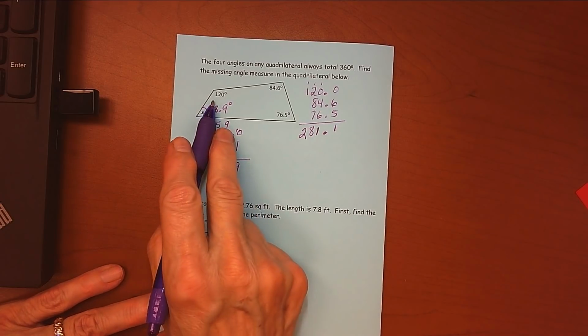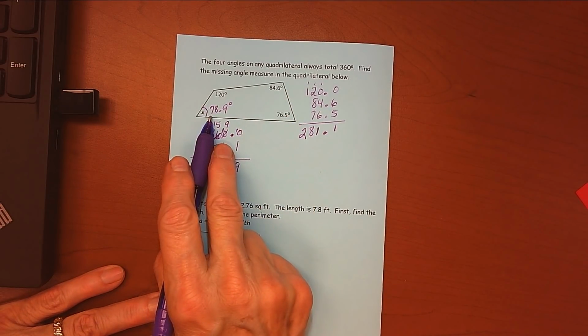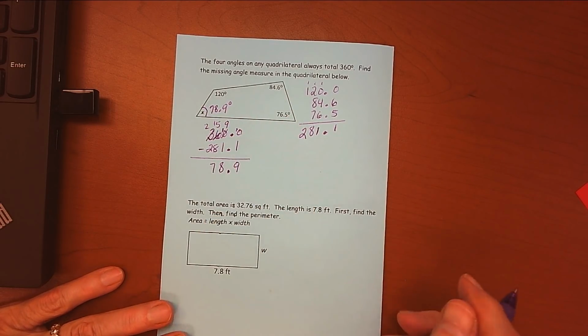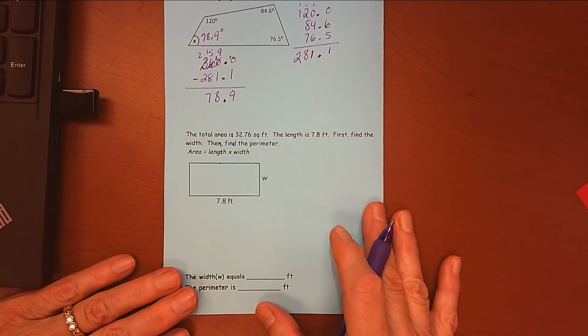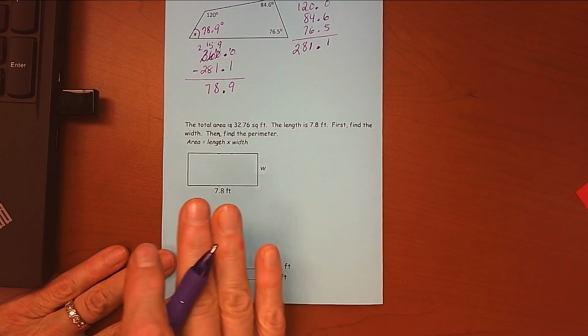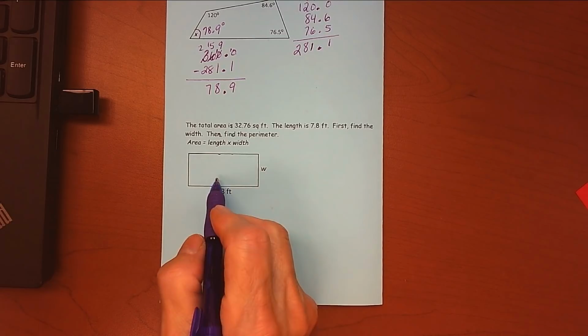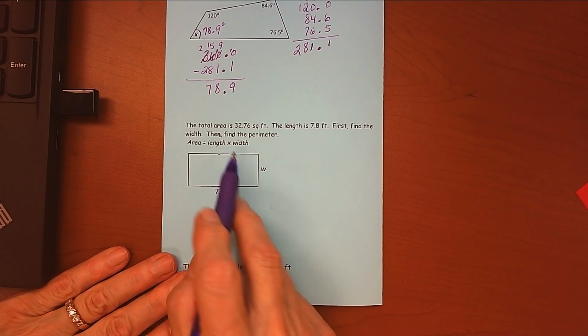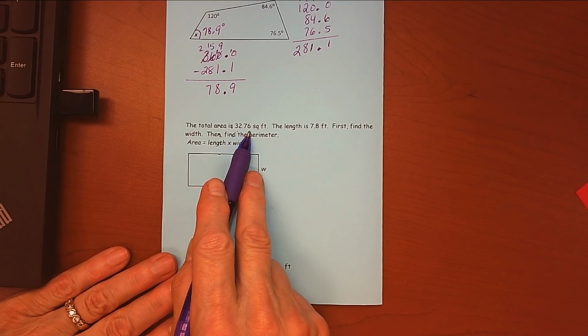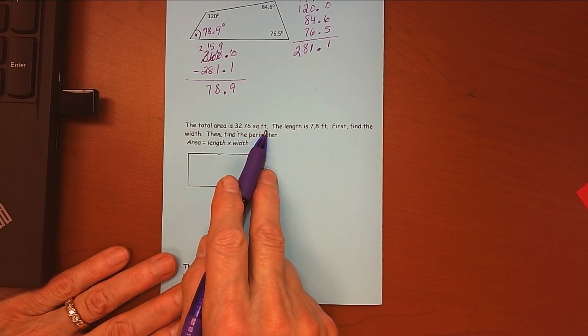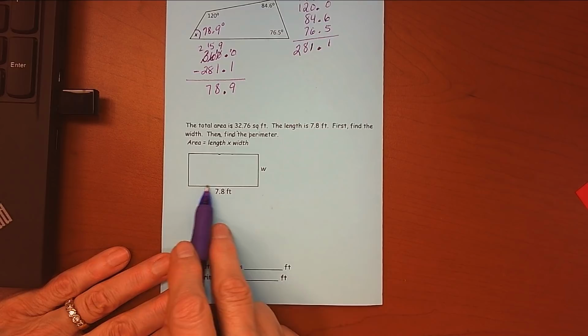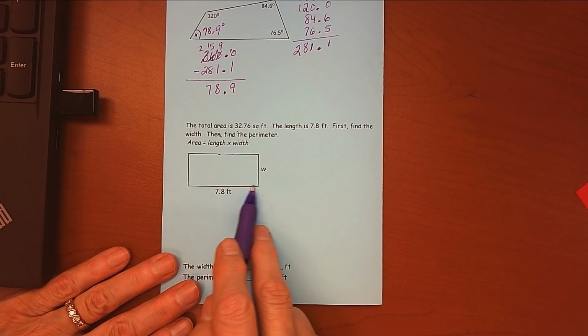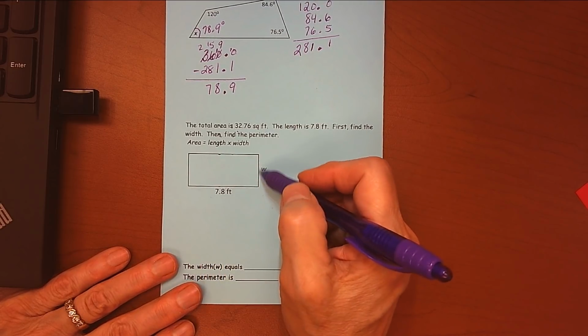And of course I could check that by adding all 4 of those together, which I did, to make sure that they added up to 360. All right, so now down here, we've got the total area. Remember, the space inside of this rectangle is 32.76 square feet. The length is 7.8 feet, and we need to find the width.